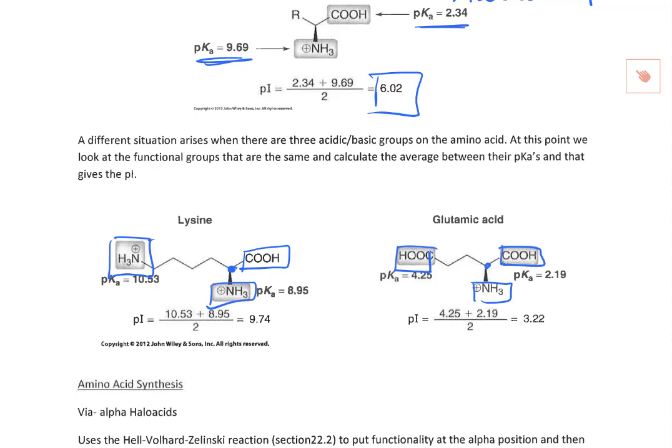What I mean when I say the same is, for example, in lysine, you have an amino side chain, and so you choose the pKa of the NH3. You take those and you average them. Whereas in glutamic acid, you have a carboxylic acid side chain. So you find your carboxylic acid side chain pKa, you find your carboxylic acid's pKa, and you calculate the pI.